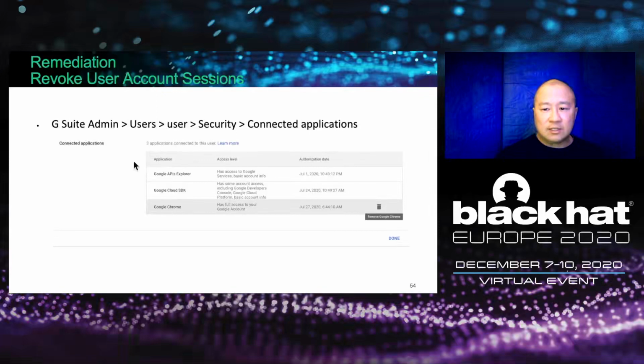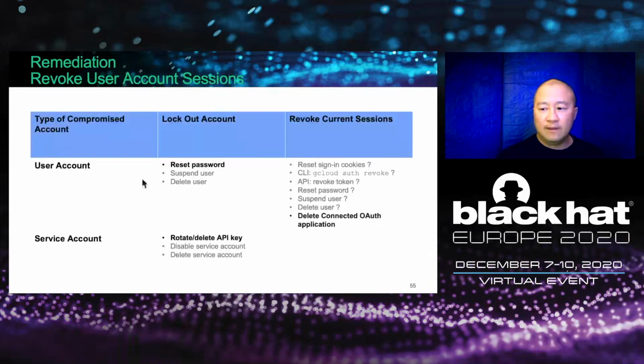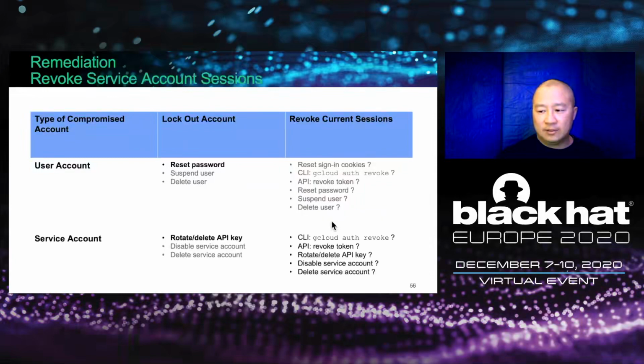It just means the next time that the user needs to use the SDK, say the CLI, they'll be prompted to re-authenticate, and then the application will be listed here once again. So bottom line is this works. This is the recommended remediation step. But caveat is it lives in the G Suite admin side, and this is a bit confusing if you're not familiar with OAuth. So that's the recommended step. How about service accounts?